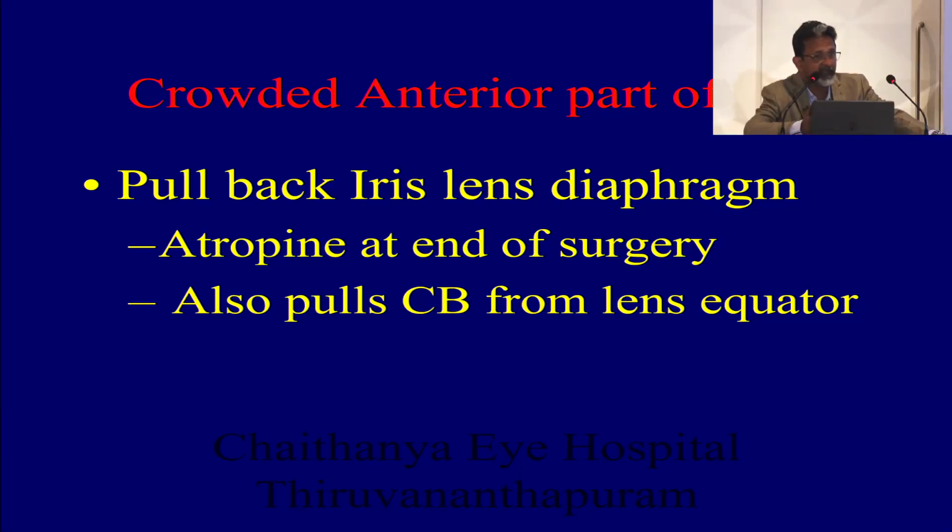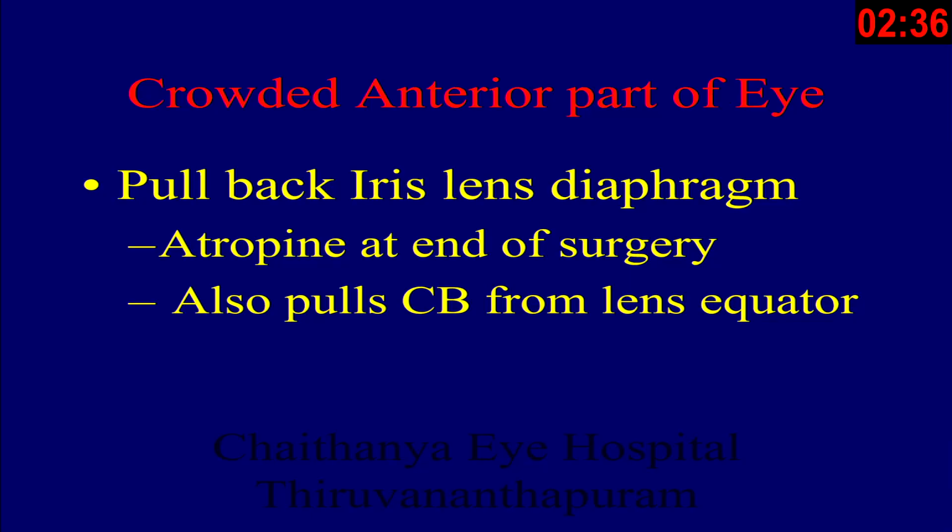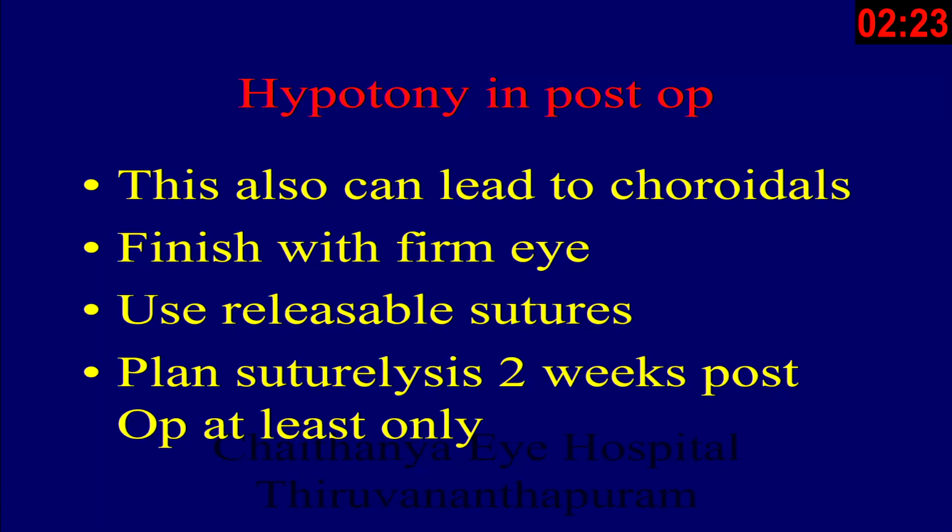To get rid of the crowded anterior part of the eye, at the end of surgery, I do put atropine in all my cases of closure. Actually, I do put atropine for all my trabs, and this would pull the ciliary body away from the lens equator as well as pull the lens iris diaphragm backwards, and it reduces the chance of aqueous misdirection post-operatively.